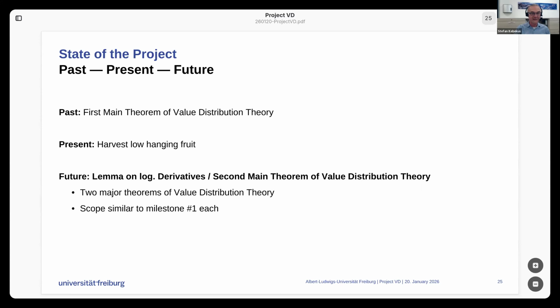The future is, well, there are the two other main theorems of Nevanlinna theory. Basically, the scope and size and the effort required to formalize them will be comparable to the first main theorem, I guess. So I would expect that the effort is about the same. So that's where we are at the moment.